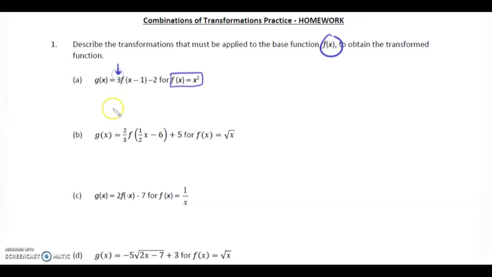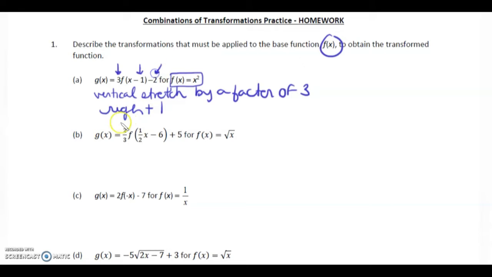So what does this 3 mean? We're going to go through every single number that's added to this equation. Okay, so the 3 means vertical stretch by a factor of 3. This means that we go right 1. And this means that we go down 2. So something like this would be out of 3 marks. Okay, 1 mark for each transformation.